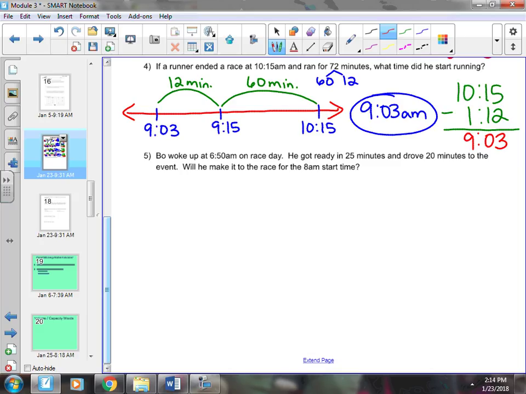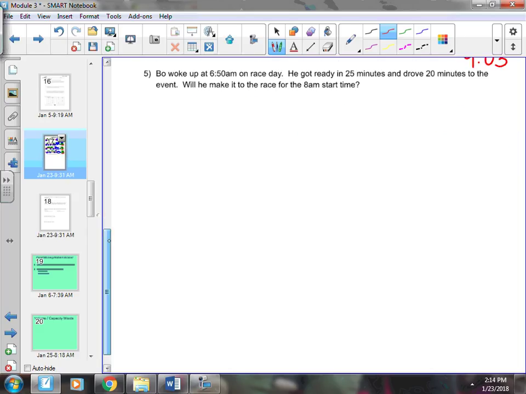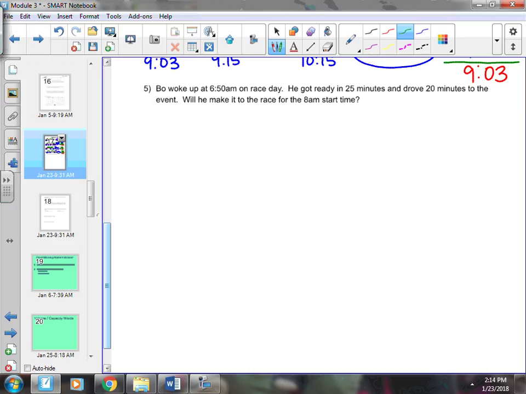Number 5, Bo woke up at 6:50 on race day. He got ready in 25 minutes and drove for 20 minutes. So let's add up all of his getting ready time. Let's see, 25 plus another 20 minutes. That's 45 minutes altogether. And he woke up at 6:50. Will he make it to the race for his 8 o'clock a.m. start time? So we could show it on a number line.